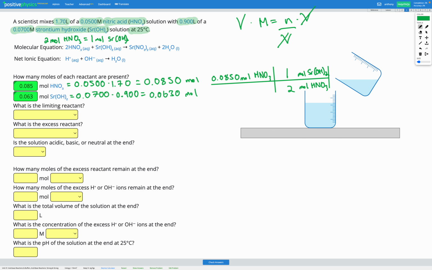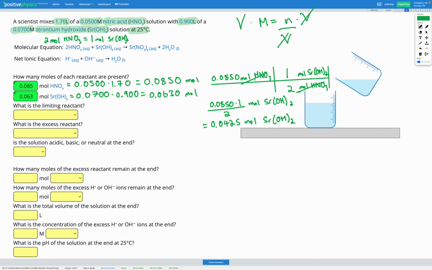So we're going to end up cancelling our moles of HNO3, and then we've got 0.0850 times 1 divided by 2 moles of Sr(OH)2. If we put that into our calculator, we get 0.0425 moles of strontium hydroxide. And that's how much we would need to react completely with 0.085 moles of nitric acid.